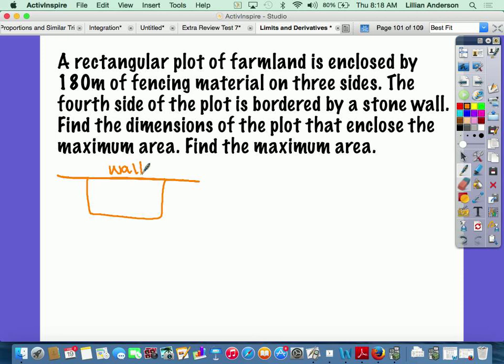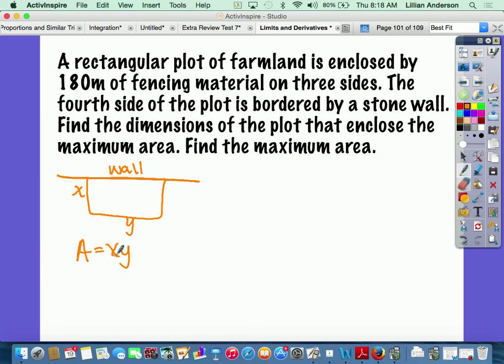A rectangular plot of farmland is enclosed by 180 meters of fencing. We have one side is x, one side is y, or you could do length and width. It really doesn't matter. Okay? And so basically x represents a width, y represents our length. And we have to find our equation to be optimized. Well, I'm trying to find the maximum area. So area is the equation that I need to maximize. Area of a rectangle, x times y, length times width, base times height, basically one side times the other side.